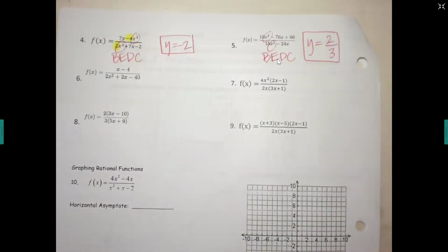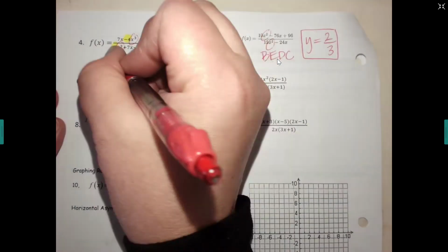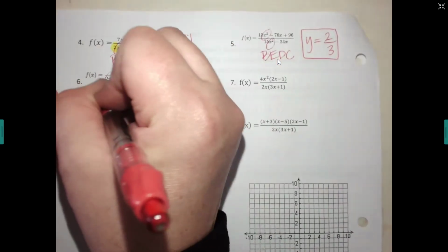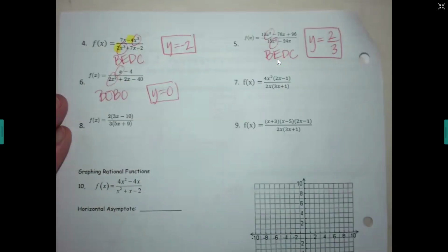Okay? All right, next one, number 6. Bobo, bottom, or bed C? Bobo. That is a bobo, because it's an x versus an x squared. Bigger on bottom means y equals 0 is your asymptote.